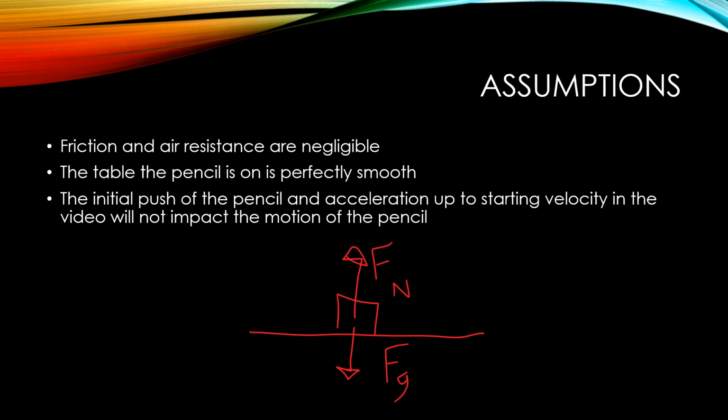The assumptions that I made: whether friction and air resistance are negligible, the table the pencil is on is perfectly smooth, and the initial push of the pencil and acceleration up to the starting velocity in the video will not impact the motion of the pencil. Below is a free body diagram showing the force of gravity and the normal force that opposes it, of the same magnitude, on the object.